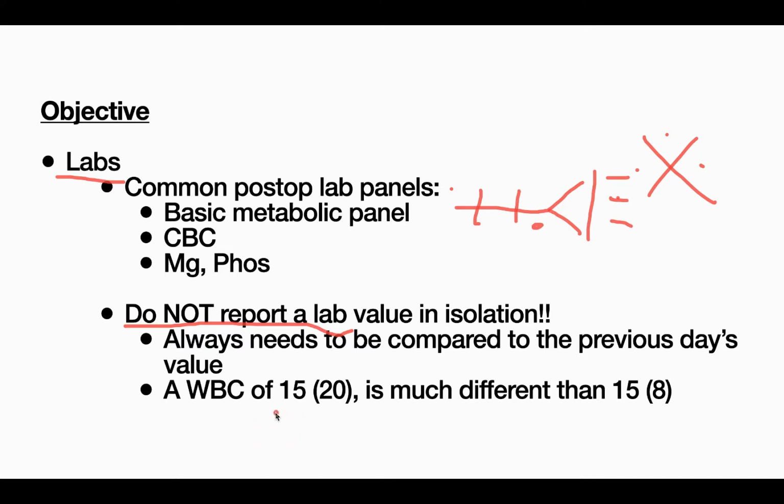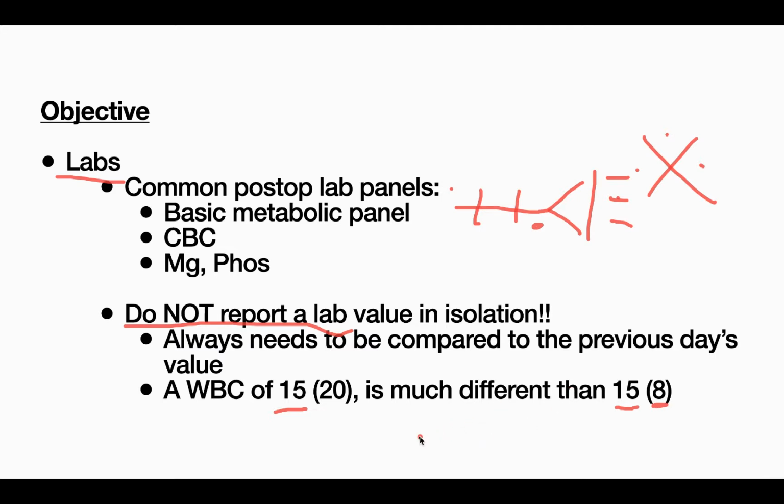So just because a white count is 15, in this first case, oh, well, their white count went up to 20 post-op, now it's coming down, and 15 is a good sign. Whereas if their previous day's white count was 8 and now it's 15, now we're a little bit worried. Is there some sort of infection brewing that we need to deal with?